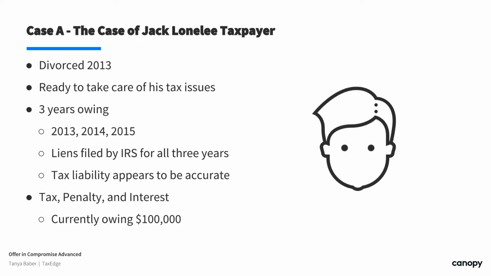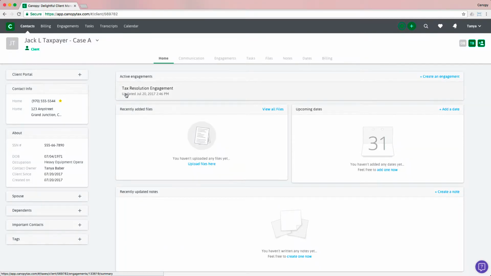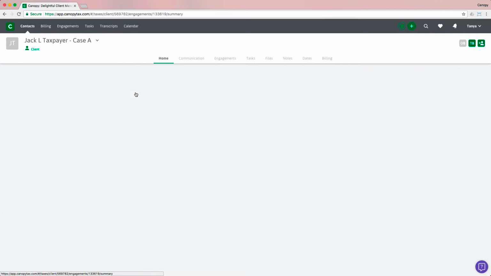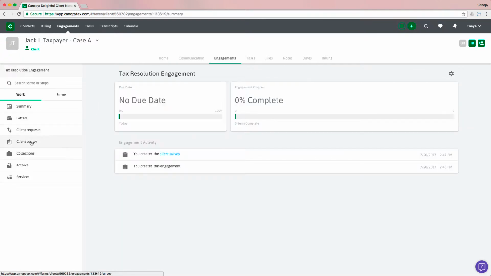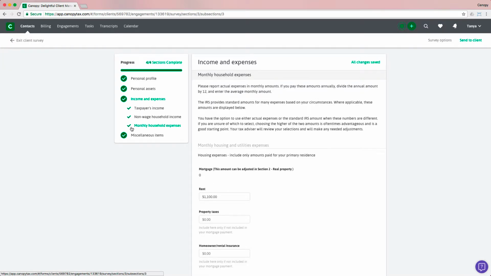Now, what I'm choosing to do in this case is put all this information into a software that's going to help us to basically work with these numbers. So in the case of Jack, taxpayer, we go into Canopy to enter this data, and we create a survey that helps us to gather this data. And the nice thing is it's going to allow us to change information as necessary. So we go in and we have plenty of data.